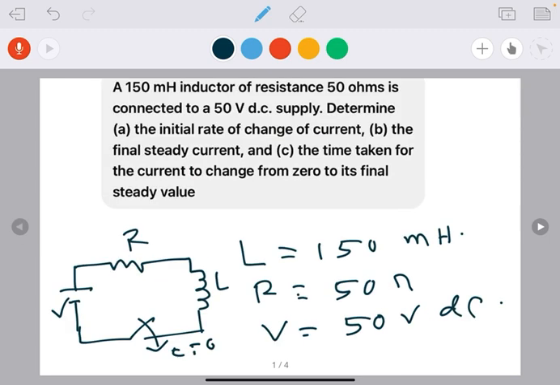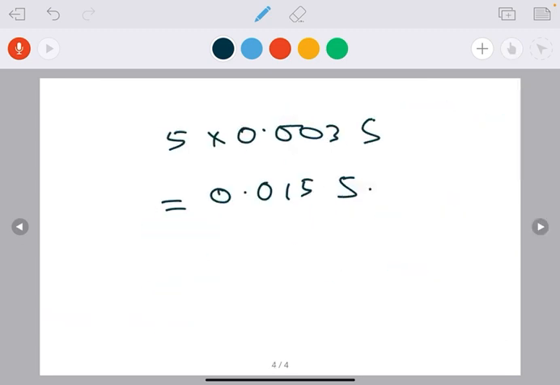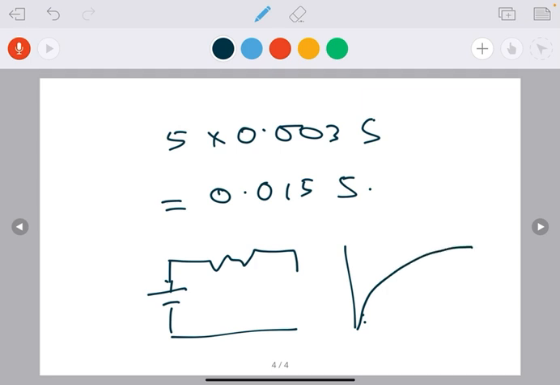So basically, initially when the switch is closed, inductance acts as an open circuit basically, and then slowly the current develops. So the current develops like this, exponentially, and it reaches the final value. The final value is given by V over R, and initial value is 0, and the time it takes to reach the final value is 5 times tau, and that depends. So tau is L over R.